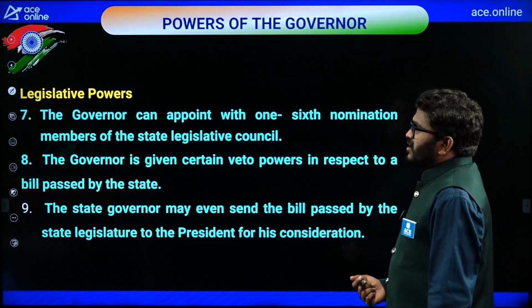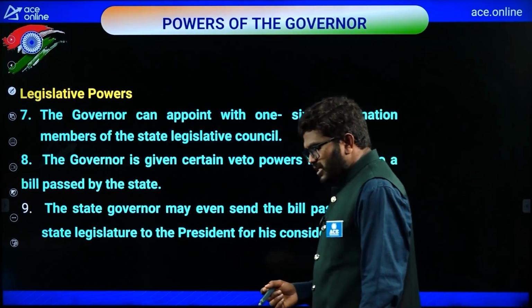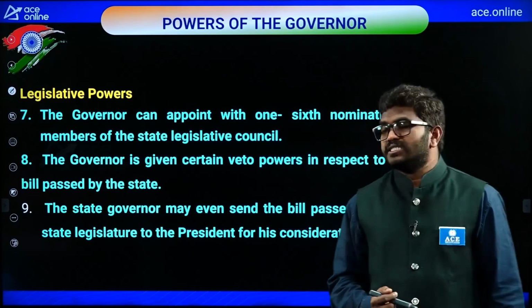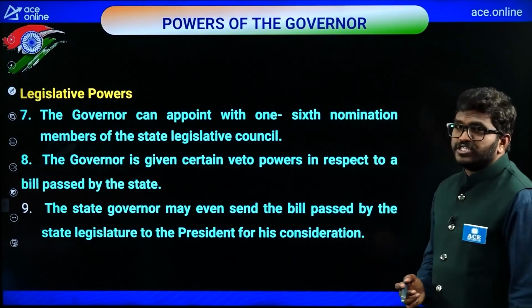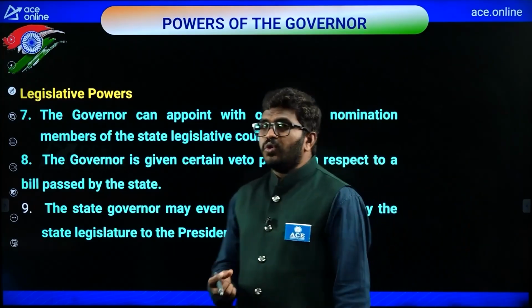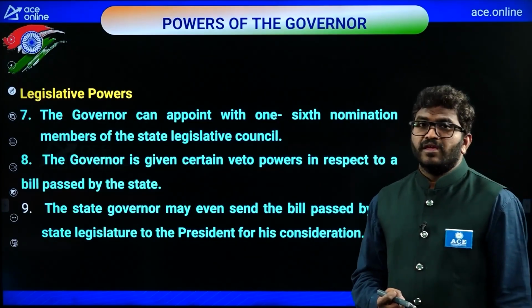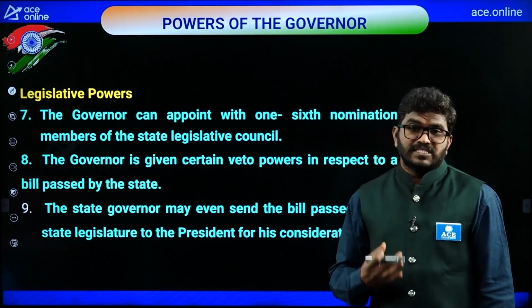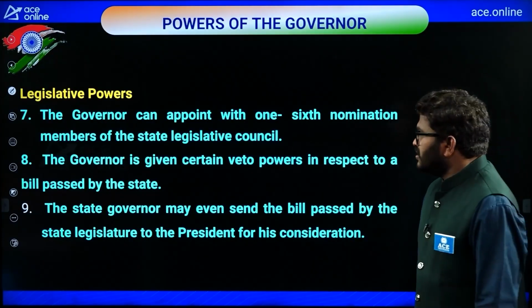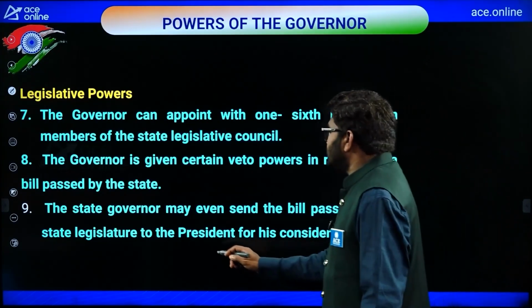Now, next, the governor can appoint one-sixth of the nominated members of the state legislative council. So in a state legislative council, one-sixth of the members are nominated by him. And the governor is given certain veto powers in respect of bills passed by the state. Sometimes the governor can hold the bill passed by the state legislative council and state legislature. Otherwise, sometimes he will send it back for modification, sometimes he will send it to the president. The governor may even send the bills passed by the state legislature to the president for his consideration.